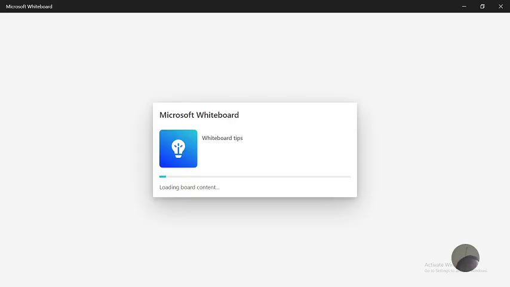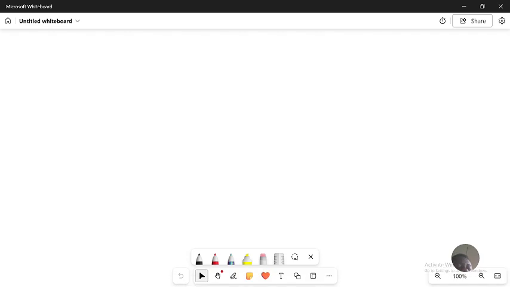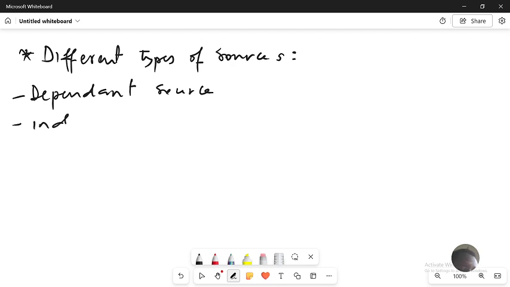Now we are going to see the different types of source. So in circuit 1 we have dependent source and independent source.